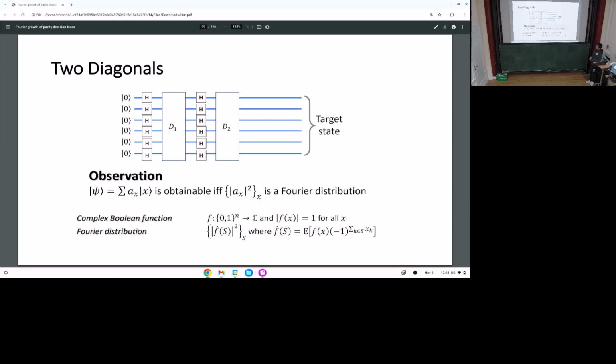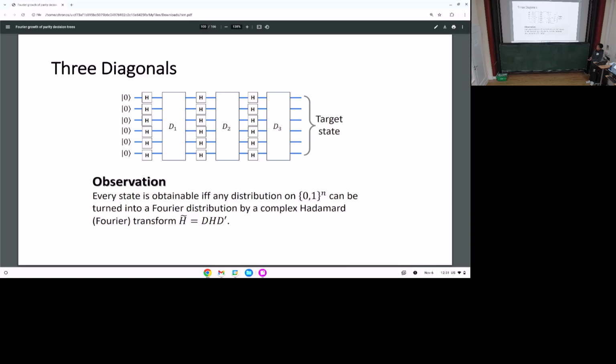Okay, so 2 diagonals is also not sufficient. What about 3? It becomes more complicated, but I still feel it's like a Boolean function problem, because the previous one was a Fourier distribution, trying to give some structural result on the Fourier distribution, and here it's similar. So every state is obtainable if and only if any distribution. So this is an arbitrary distribution, and we want to convert it into a Fourier distribution. That's a special distribution.